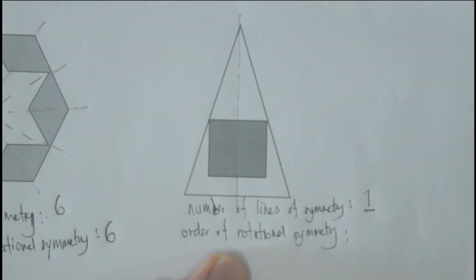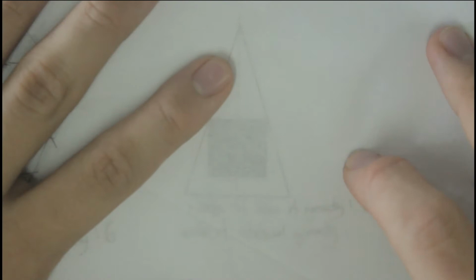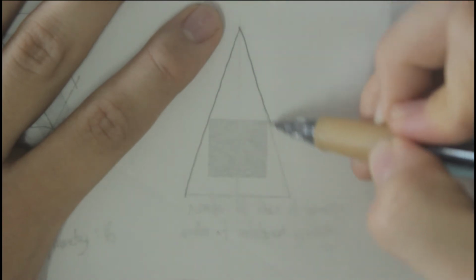As for order of rotational symmetry, you're going to do the same thing by using a tracing paper. Roughly trace out the outline of the shape.